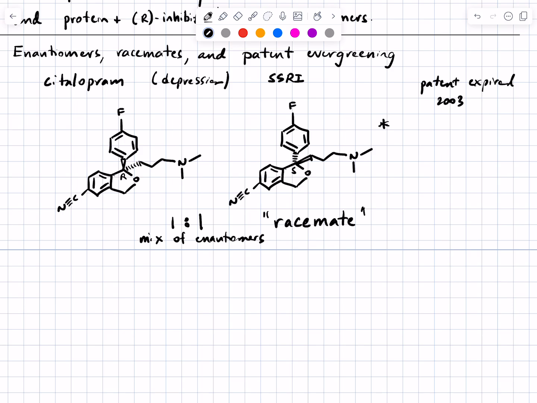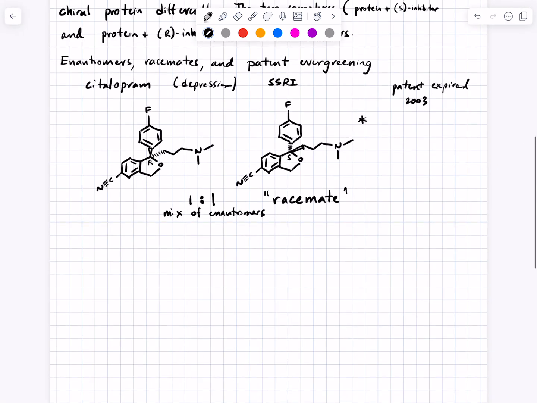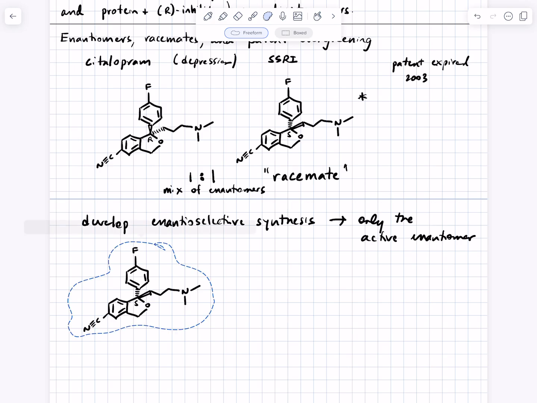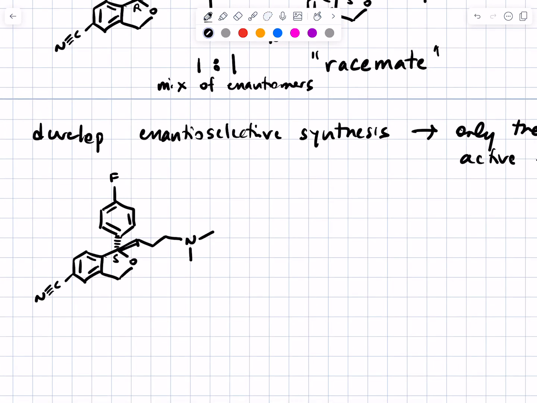So one of the classic strategies is that you develop an enantioselective synthesis, and we're not going to worry about how that happens, but where you synthesize only the active enantiomer. It's a whole area of chemistry for how to do synthesis enantioselectively. But they either separated or synthesized only the enantiomer that was active, and they called it S-citalopram.